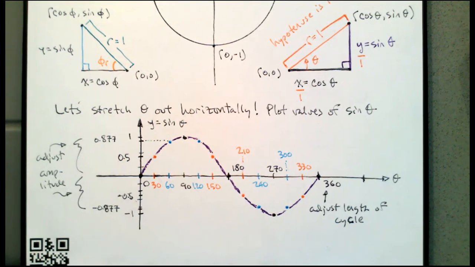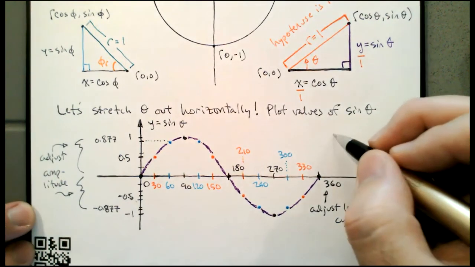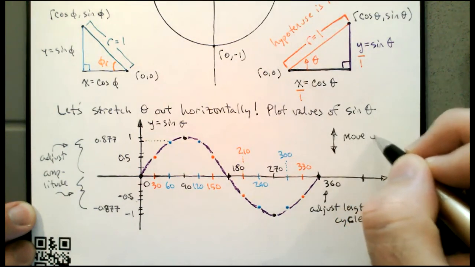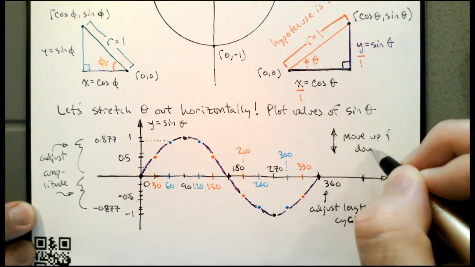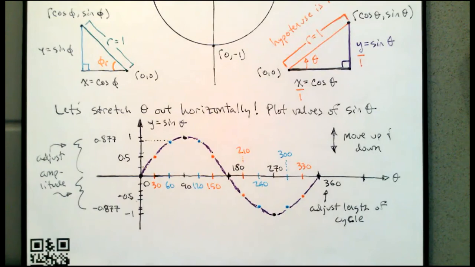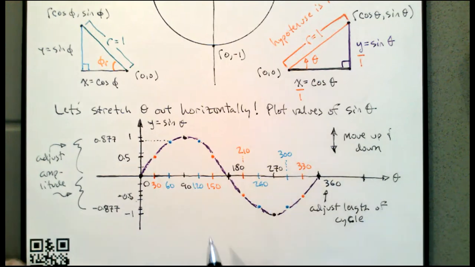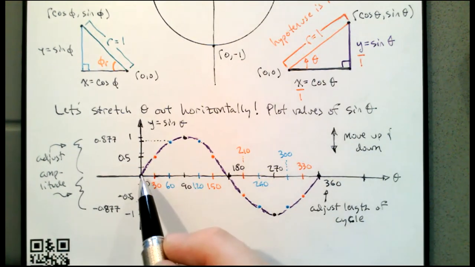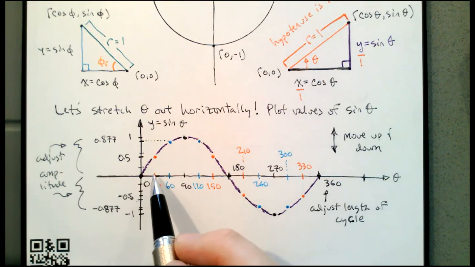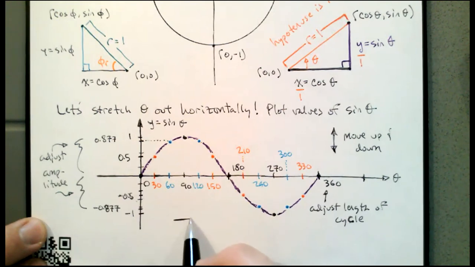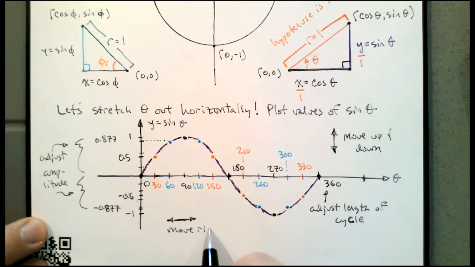We're going to want to move the graph up and down. Maybe the middle is not at zero. Maybe the middle is somewhere, and then we just go up and down from there. And then we're also going to want to move it right and left. Maybe 0, 0 is not where we go through. Maybe it goes through 30, 0, and it starts from here. It's a little bit shifted horizontally. Maybe it's out of phase. So maybe we have a horizontal shift. So we're going to move right and left.